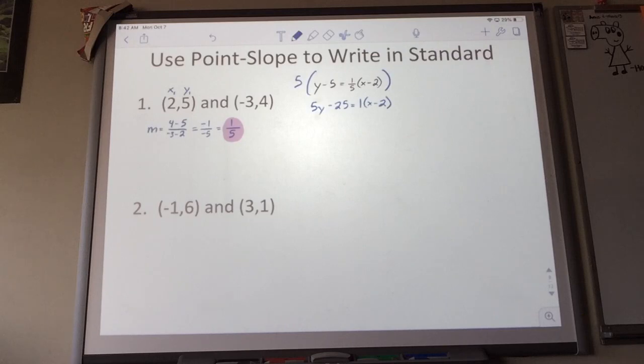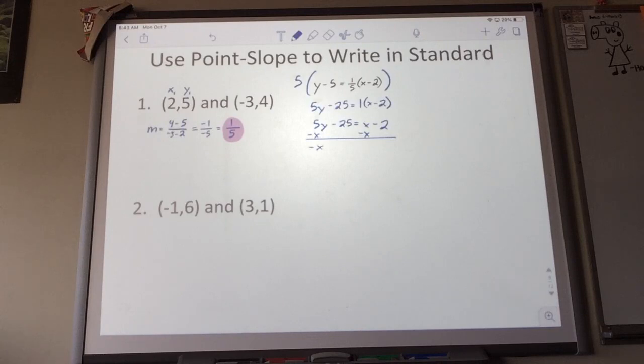Okay, we can distribute that 1, which will in turn say the exact same thing. So let's write that again, x minus 2. And then standard form means all the letters on the left side, all the numbers on the right. So we have to subtract x from both sides. And then we're also going to move that 25 in just a second.